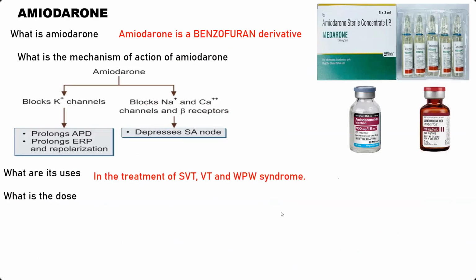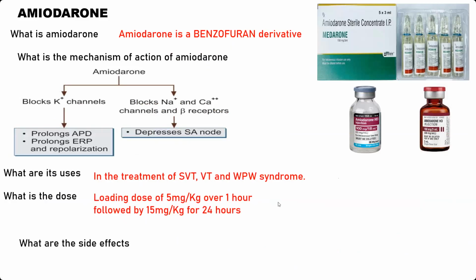What is the dose? For arrhythmia, it is a 150 milligram bolus over 10 minutes, followed by 1 milligram per hour for the first 6 hours and 0.5 milligram per hour for the next 18 hours. Okay. So the loading dose is 5 milligram per kg over 1 hour, followed by 15 milligram per kg for 24 hours. Okay. So that is how it is given.